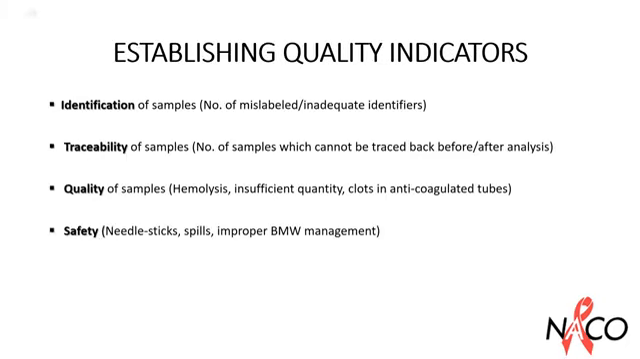So, to summarize, how do we decide that the pre-analytical processes of the lab are in place? This is done by establishing quality indicators like identification of samples, number of mislabeled or inadequate identifiers, sample traceability, that is number of samples which cannot be traced back before or after analysis, the quality of samples, number of samples hemolyzed, insufficient quantity, clots in anticoagulated tubes. Finally, safety, number of needle stick injury incidents, spills, improper biomedical waste management incidents in the laboratory.